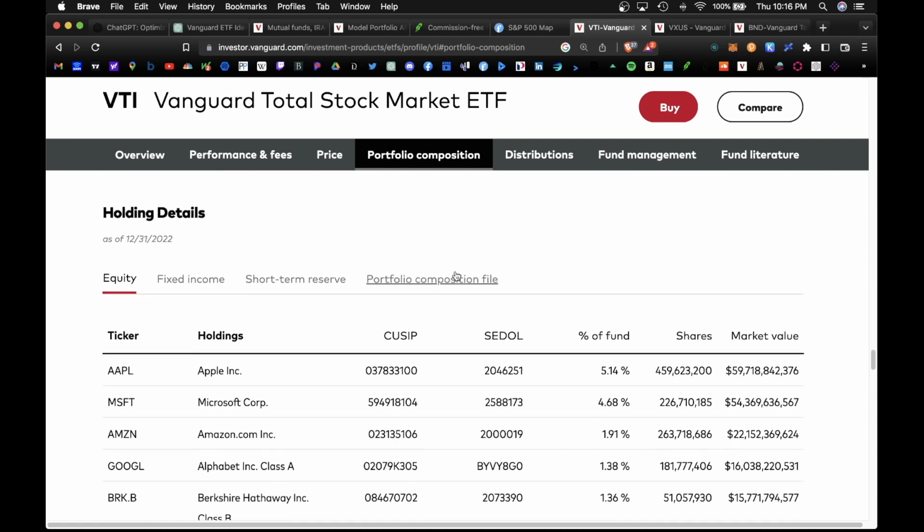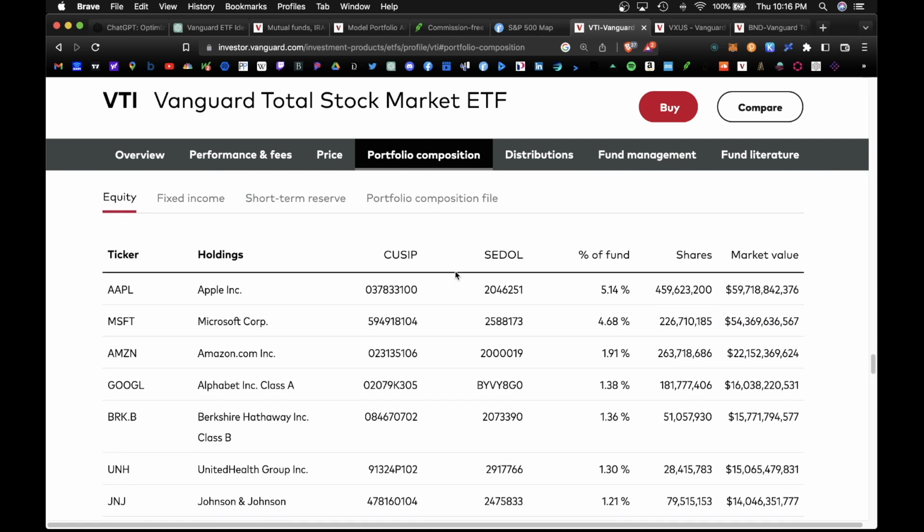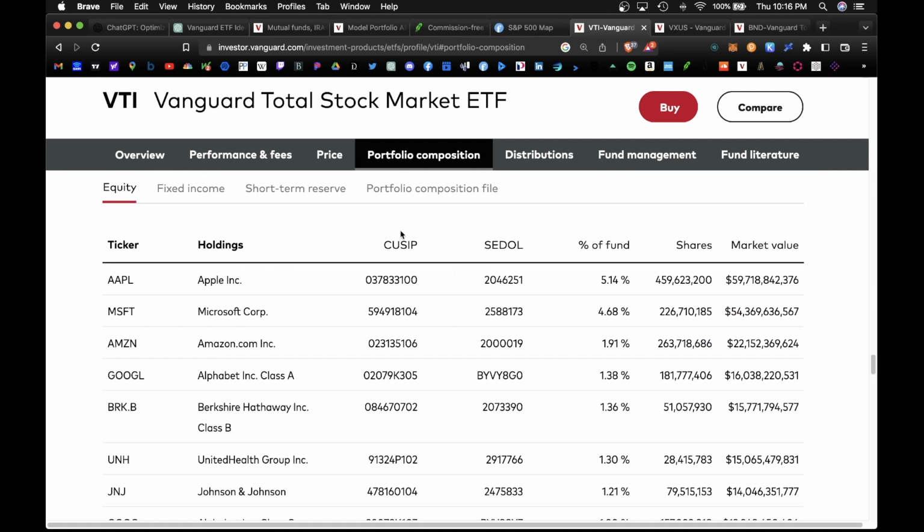And lastly, we can look at the holding details. So the top holdings for this product are Apple. So Apple comprises 5% of the entire fund. Microsoft is 4%. And Amazon 1.9, Google 1.38, Berkshire Hathaway 1.36, the list goes on. So obviously as an investor, you're entitled to know what you are investing in.